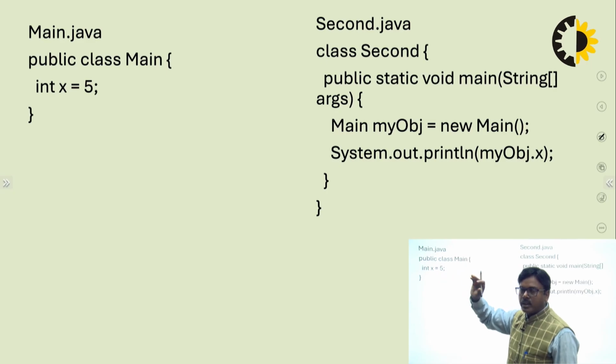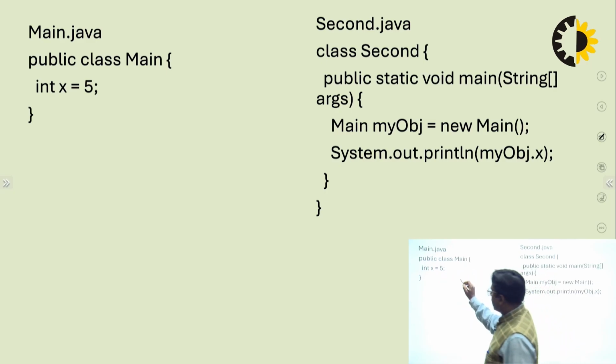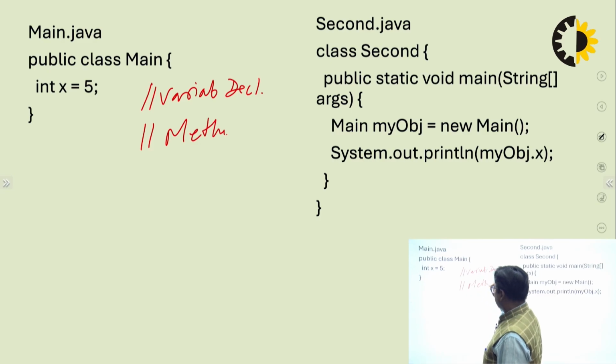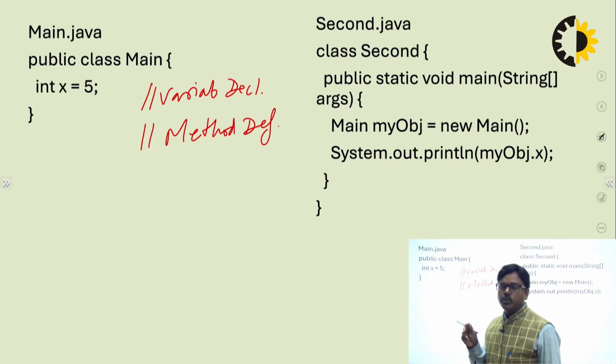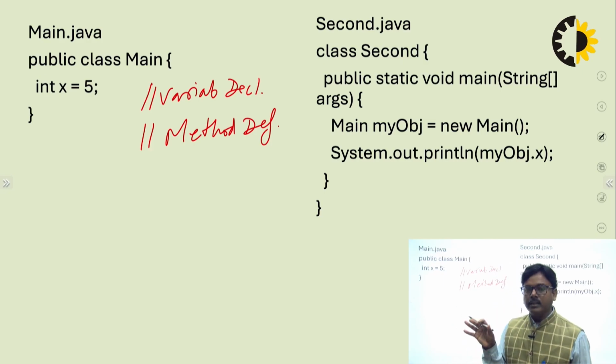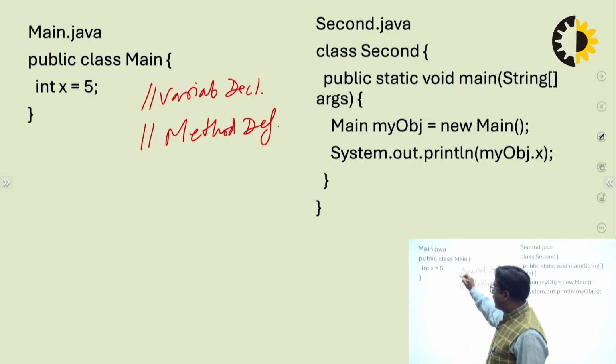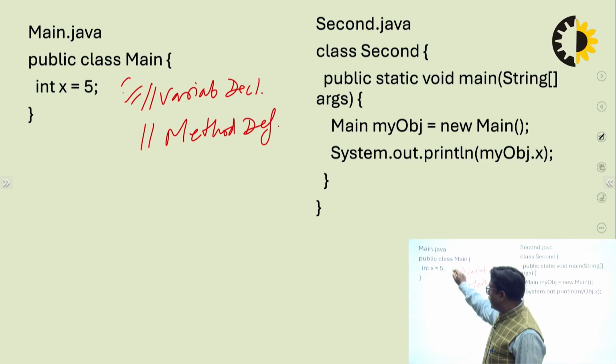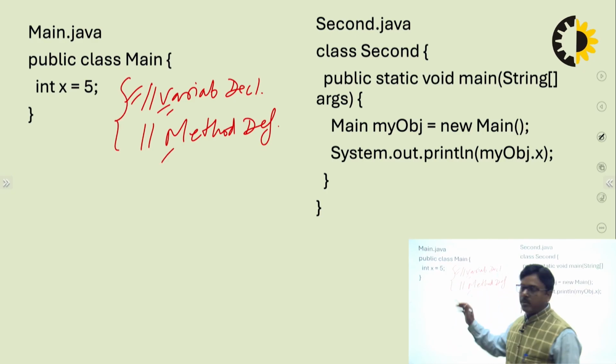A class will always have two features: variable declaration, and second, method declaration or method definition. So these two properties will always be there in a class. It is possible that the programmer keeps only one as per the requirement, but most of the time we will see that these two features are always there.